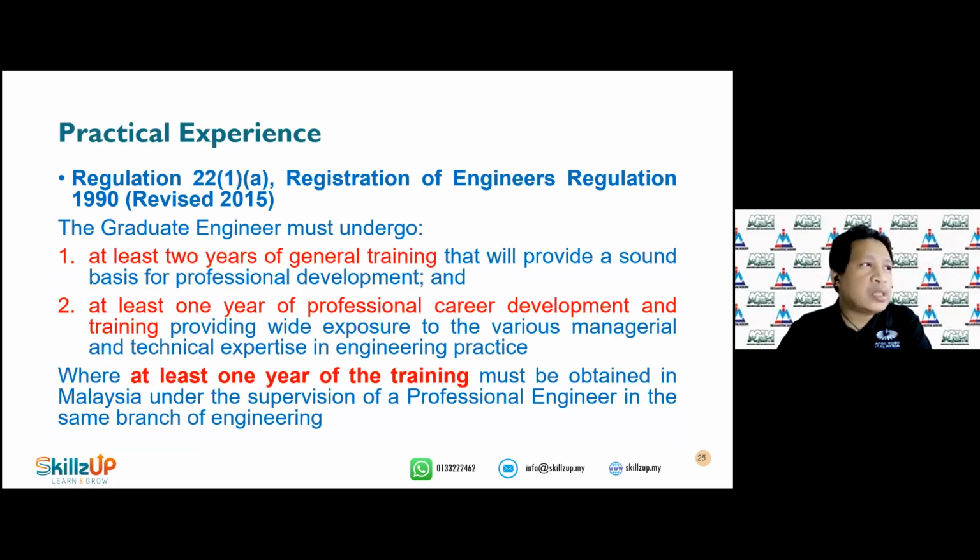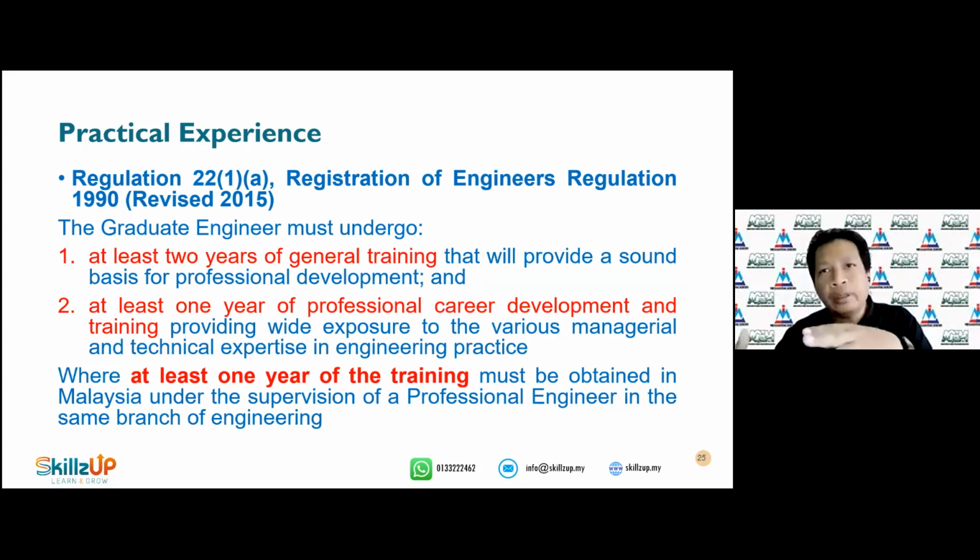Practical experience, I think this is very clear, so we can go very fast. A graduate must become an engineer through general training that provides a sound basis for the profession. At least 1 year of professional career development and training provides wide exposure to the various managerial aspects. For example, when you graduate with an engineering degree from university and you want to perform engineering work, that's the reason you register as a graduate engineer.